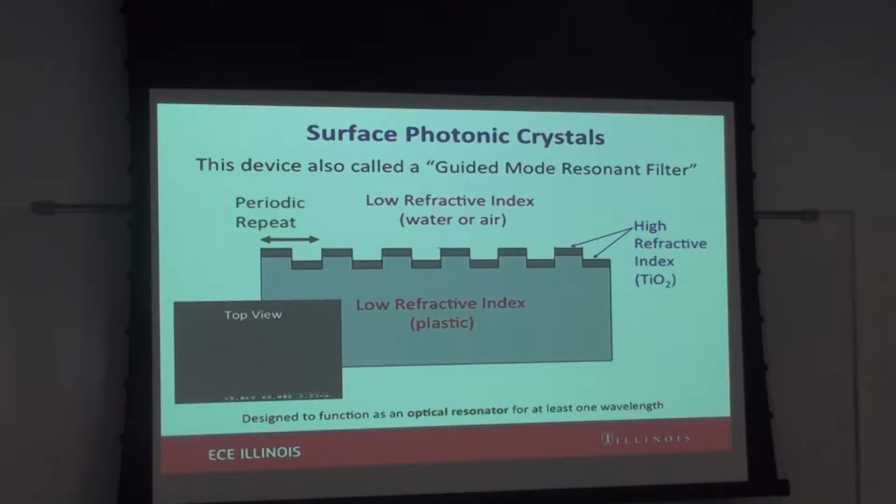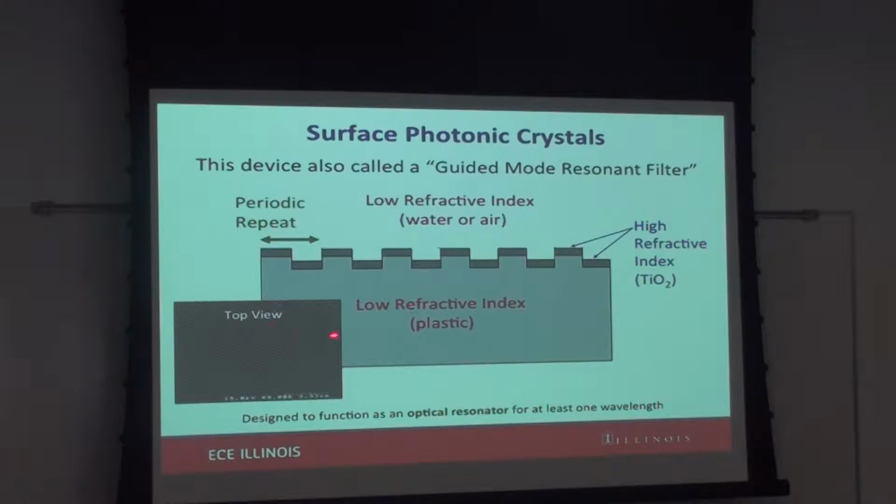So the surface that we're using in our work is called a surface photonic crystal. In optical circles, some people call the same device a guided mode resonance filter. What it's comprised of is a low refractive index substrate that could be made out of plastic or glass. We'll see both types of examples here.